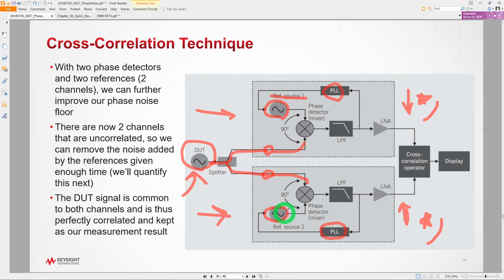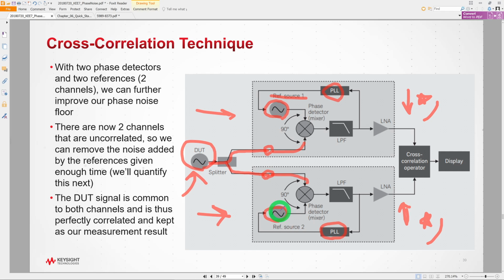Every time I make a measurement, I do a correlation comparison. Every time I find a correlation between the two phase noises, I keep that part. And every time there is no correlation, I throw that part away. So the part you throw away will become the random phase noise of the top synthesizer and the bottom synthesizer, and they eventually cancel out.